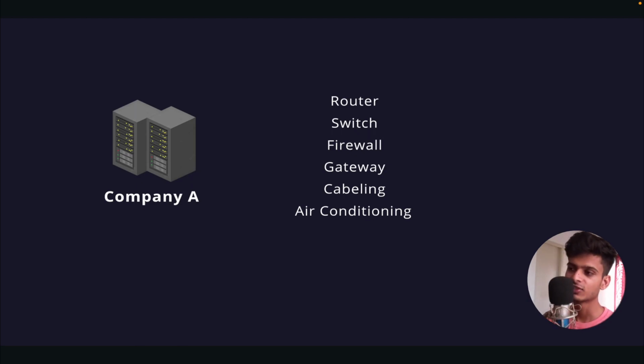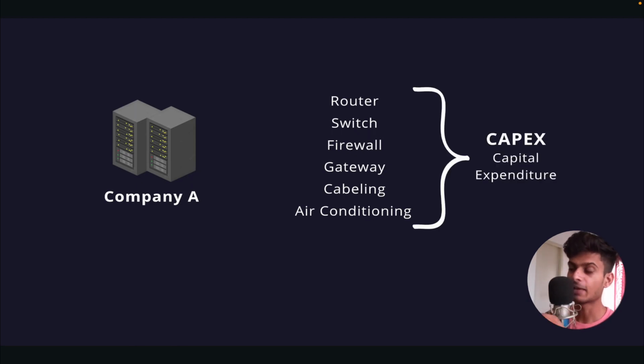potential. So all these things together are called capital expenditure. This is the amount of money that the company or the business needs to put in upfront to set up an on-premise network. And this doesn't end here.